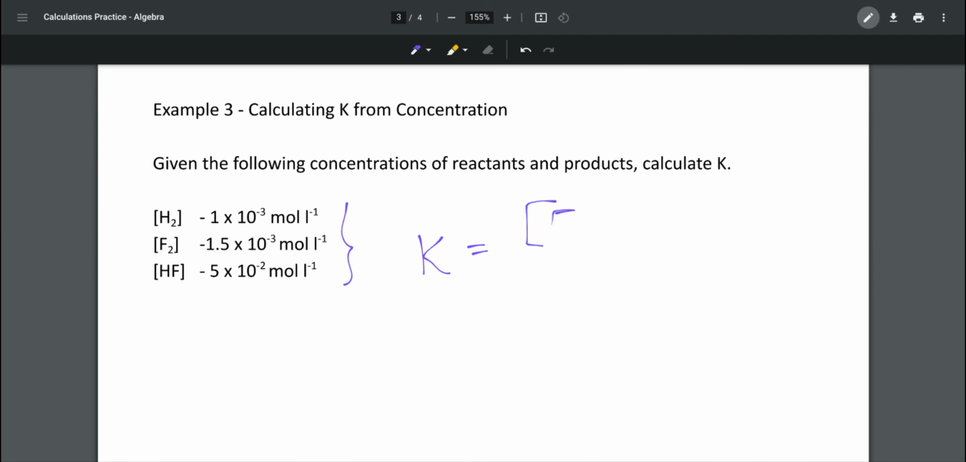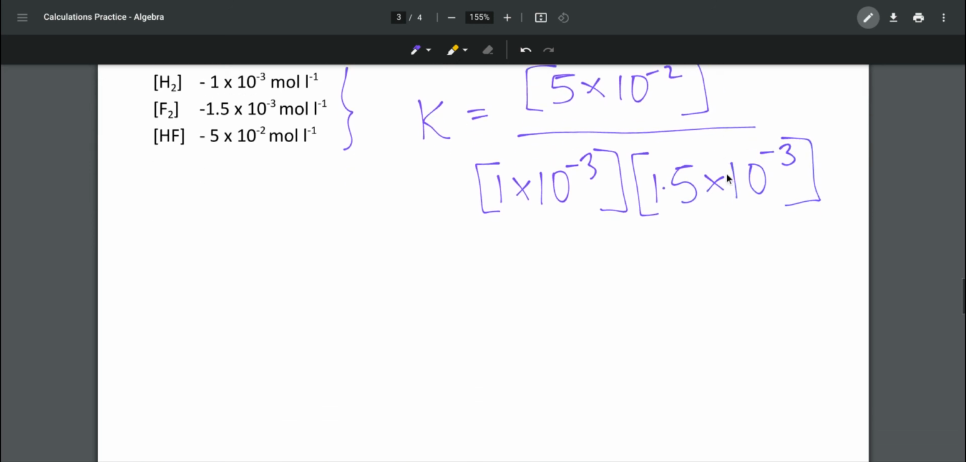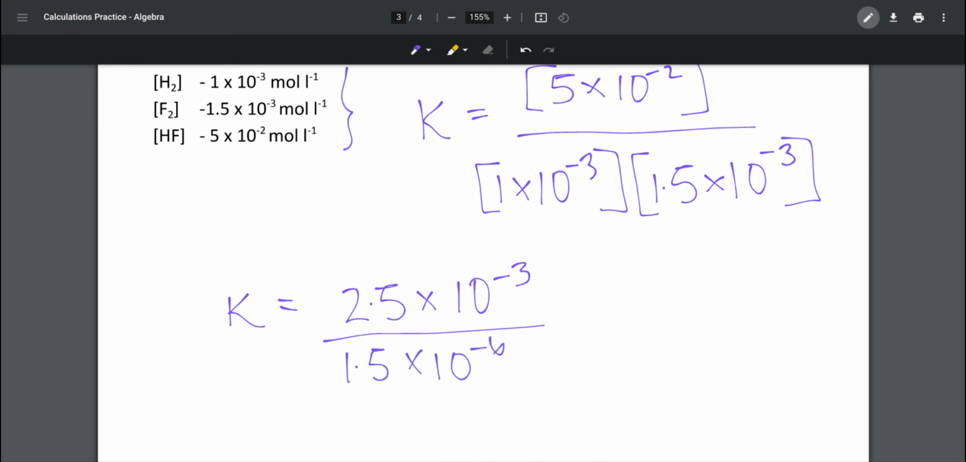So HF was squared, so we've got 5 times 10 to the minus 2 squared divided by 1 times 10 to the minus 3 times 1.5 to the minus 3. All you have to do is bung all that in your calculator and see what you get. I'll take a wee step first. 2.5 times 10 to the negative 3 you should get for the top line, divided by 1.5 times 10 to the minus 6. That does make sense. If you pop that into your calculator, you should get 1666.6. Remember, K has no units.